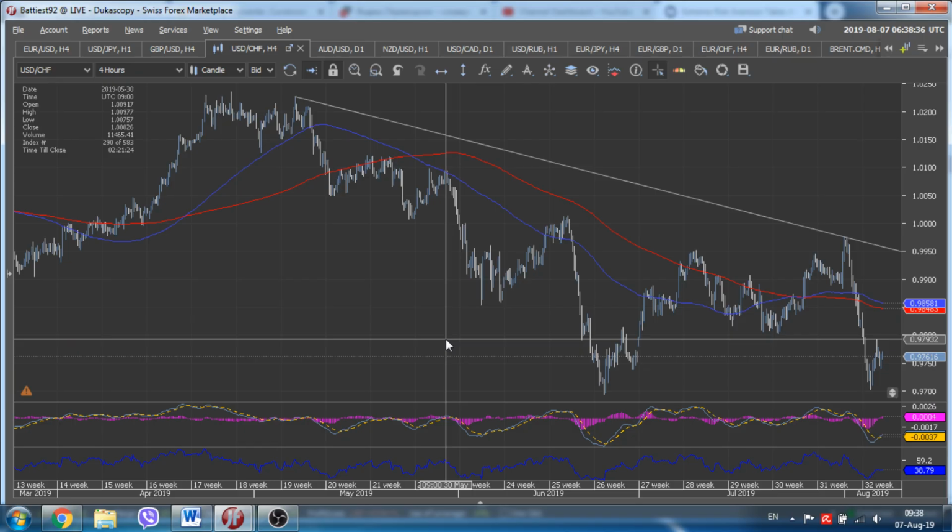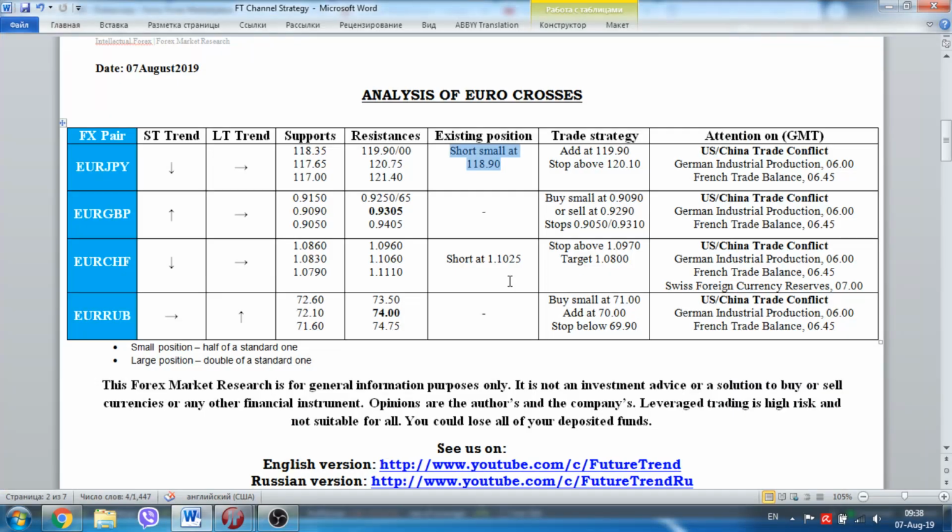As regarding euro crosses, let's take a look through these currencies where we continue to have a short position in the euro yen as well as a short position in the euro Swiss, but that's because of a rising risk aversion situation that should take these currencies under pressure.